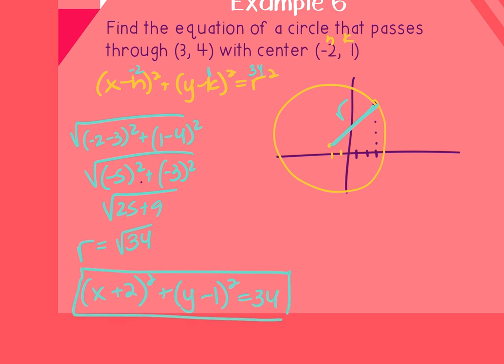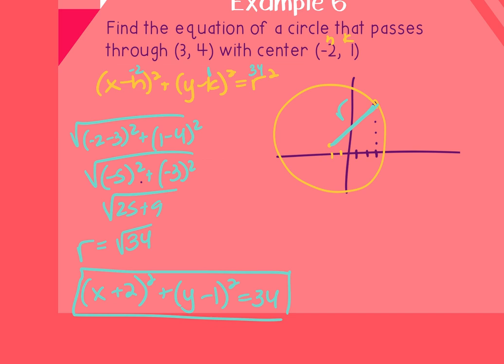Yep. How is it just 34? Like, what happens when it's... The actual radius is the square root of 34, but in your equation, that r is squared. So we would square the square root of 34. Does that make sense? All right, so that is one way to do it, and it totally works.